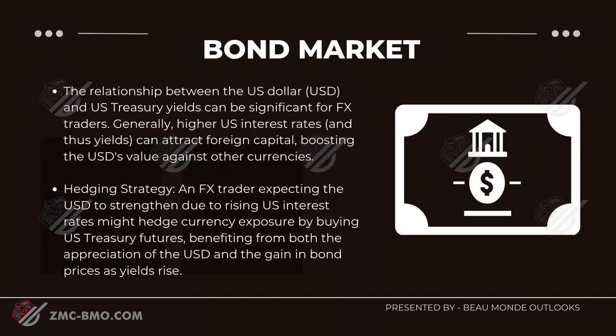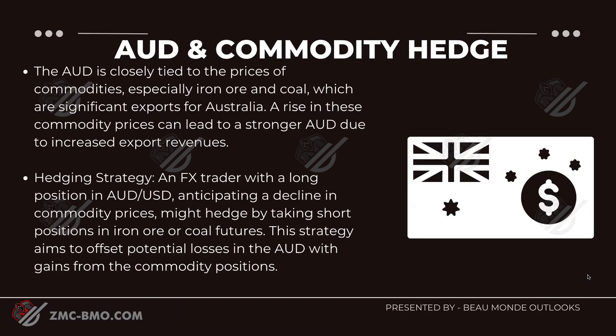The bond market. The relationship between the US dollar, which is USD, and the US Treasury yields can be significant for traders. Generally, higher US interest rates and yields can attract foreign capital, boosting the dollar's value. So how do you hedge this? Well, an FX trader expecting the dollar to strengthen due to rising interest rates or interest rate expectations might hedge the currency exposure by buying Treasury futures, benefiting from both appreciation of the dollar and the gain in the bond prices as yields rise.